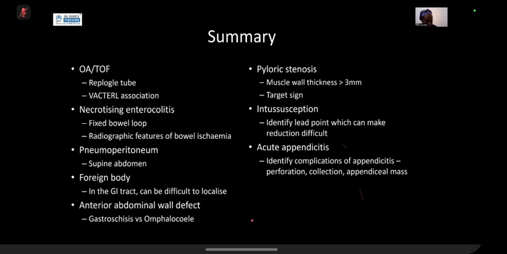I've double checked it whilst I was doing this presentation. It's less than 14 millimeters, because the single muscle wall is not the only bit that contributes to the diameter. So you've got the different layers of the wall outside of the muscle, plus you've got the channel in between the two walls. So it should be less than 14 millimeters. And then we talked about the target sign as well on the transverse ultrasound. We've talked about intussusception, and I'll try and show you those videos if we get some time at the end.